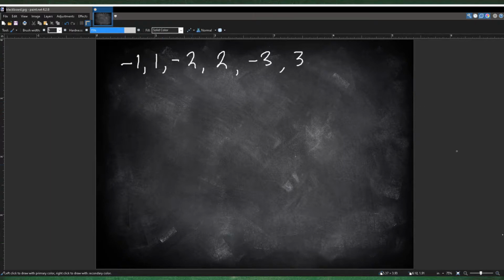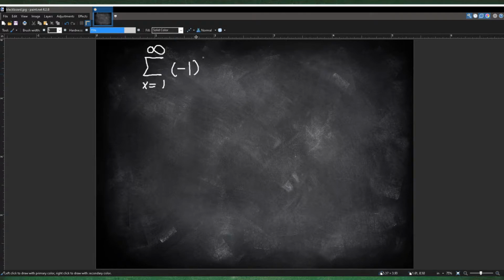So now the question that we're going to ask is, how do we determine if an alternating series converges or diverges? So the general equation for an alternating series is the summation, which is the sum, from x equal to 1 to infinity. And to make it alternating, we just have to put a -1 to the power of x plus 1, right? So we have an exponent.